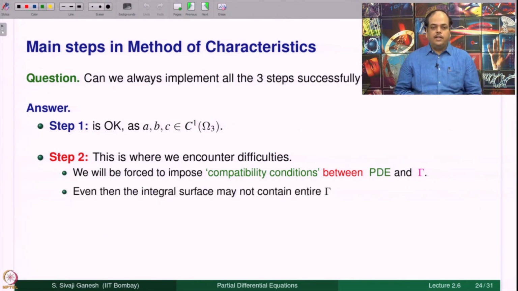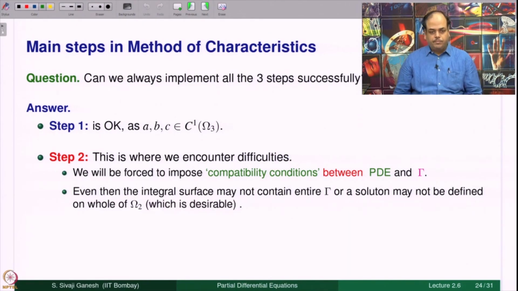Even then, the integral surface may not contain entire gamma, or a solution may not be defined on whole of omega 2. These are the 2 things we somehow want. I want a Cauchy problem so that the integral surface contains the entire datum curve which is given to me, and it is defined on whole of omega 2, omega 2 being the projection of omega 3. So, this is desirable, but neither of these 2 may happen. We will see using examples.